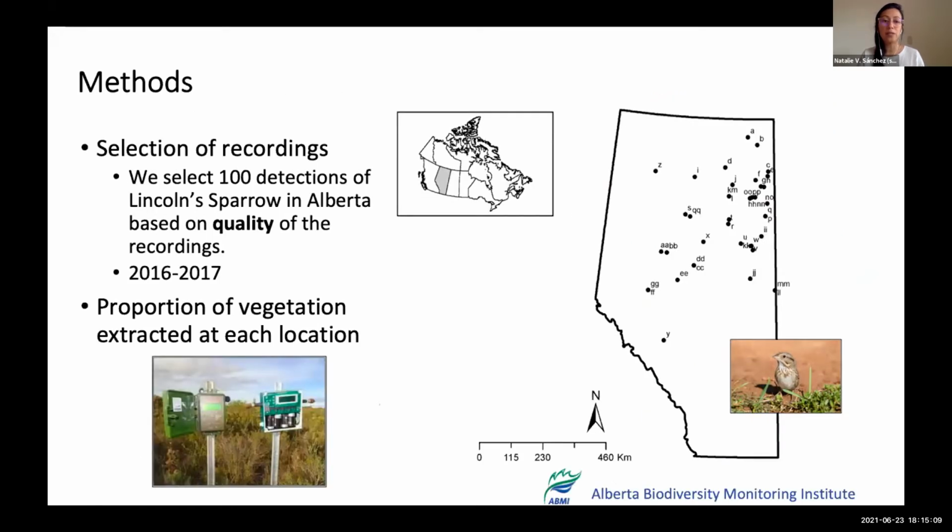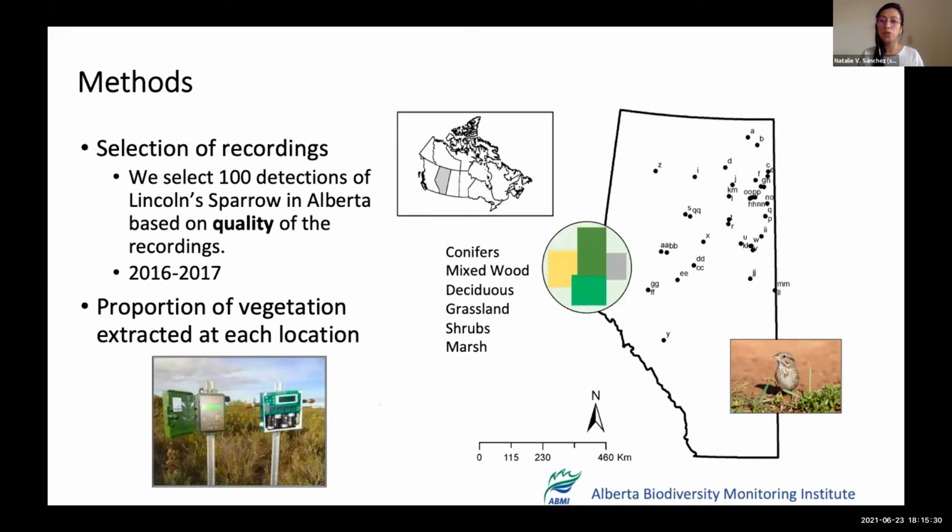For the methods, we selected 100 recordings, or 100 detections, in given locations in Alberta, and we picked the high quality recordings with high signal to noise ratio. We also extracted the proportion of vegetation at each location using a GIS layer. We have the proportion of conifers, mixed wood, deciduous, grasslands and shrubs, and marsh in a 50-meter buffer.